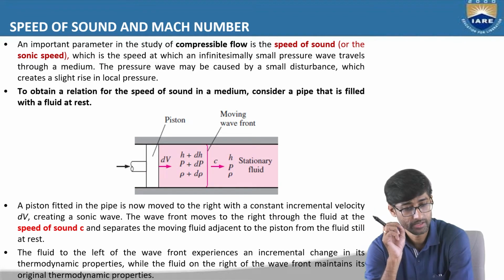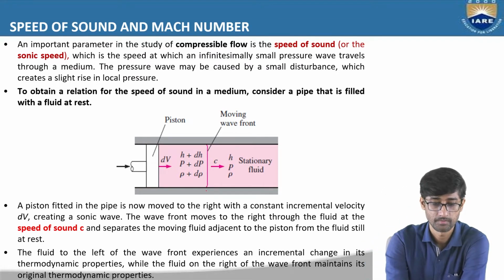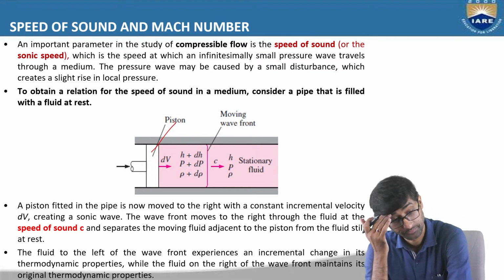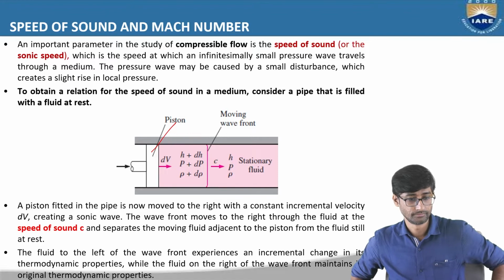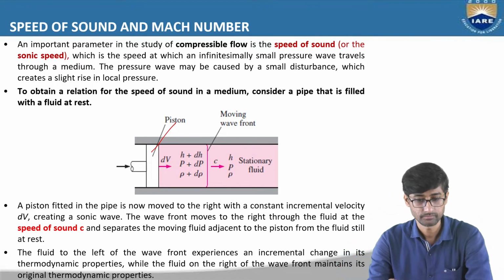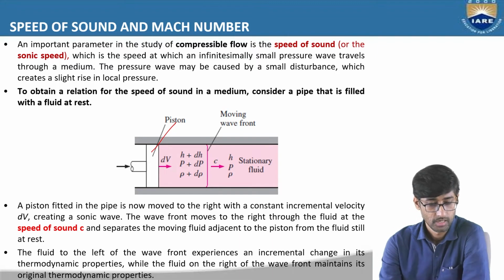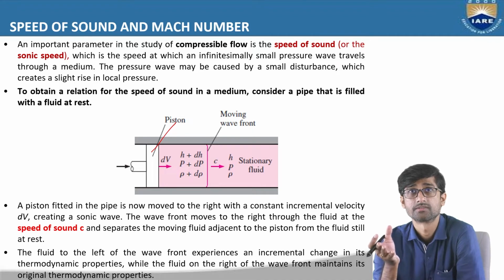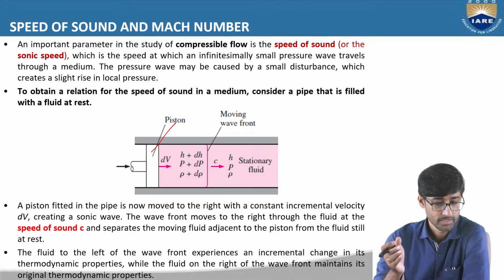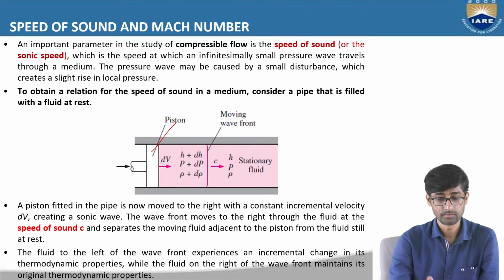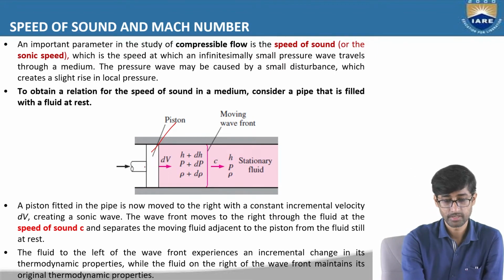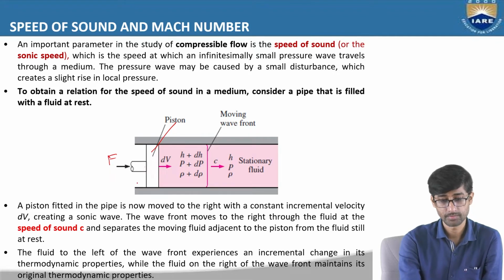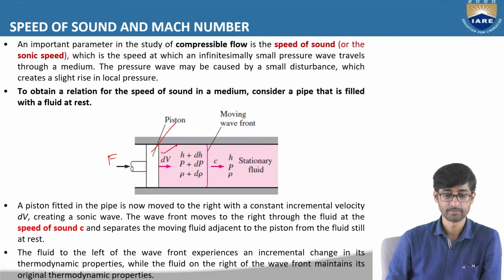Right? Now, to obtain a relation for the speed of sound in a medium, let us consider a pipe. This is a pipe fitted with a piston. And let us consider that the fluid is at rest. Now the piston fitted in the pipe is moved to the right. Here the piston is there, we apply a force F. Now this piston will move to the right with a constant increment in velocity dV, a change in velocity.